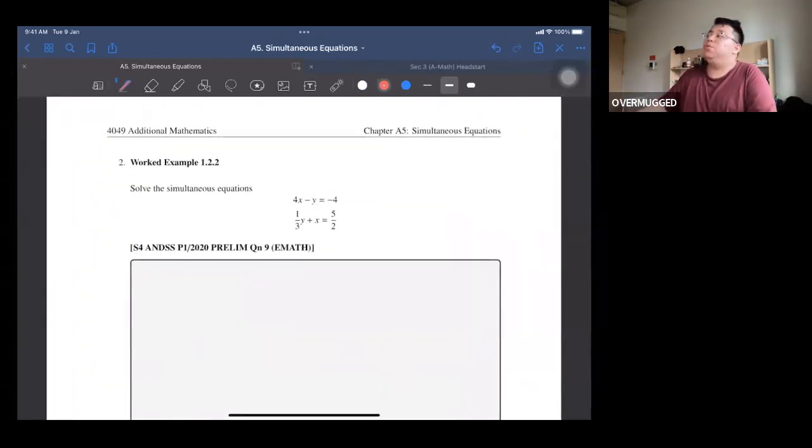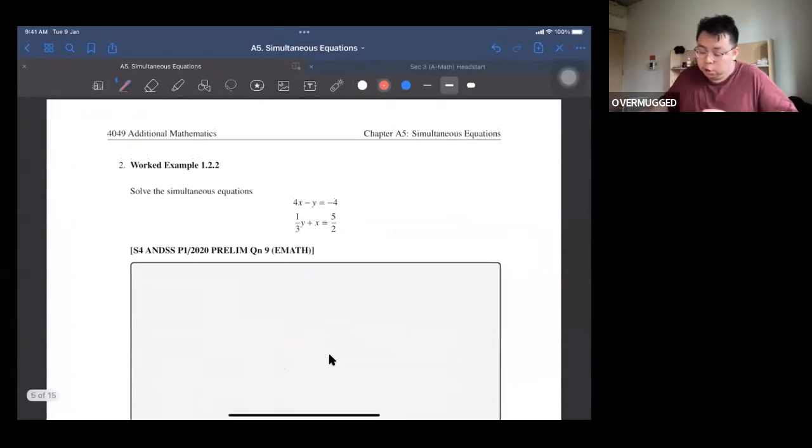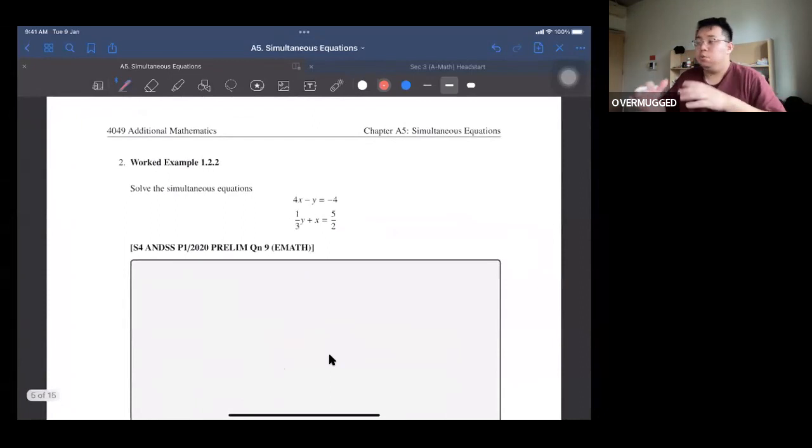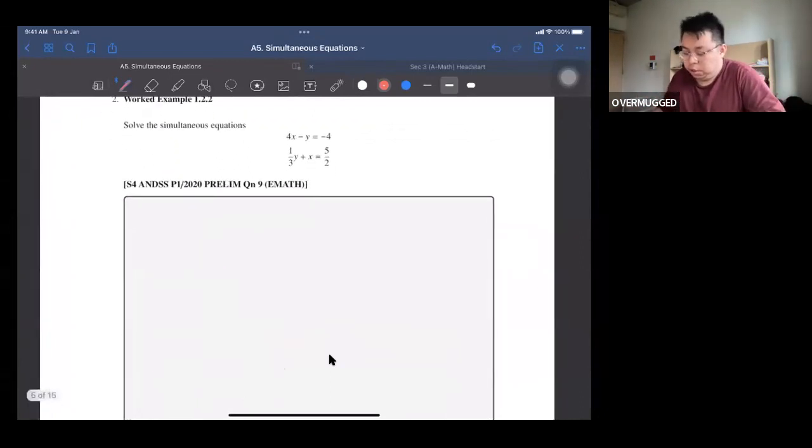So this is 1.2.2, where I'm going to do the substitution method. Now substitution is important because we need the substitution method in the syllabus for the A math portion. This is only the E math portion, so we would need it for the A math side. So that's why let's go through this together.